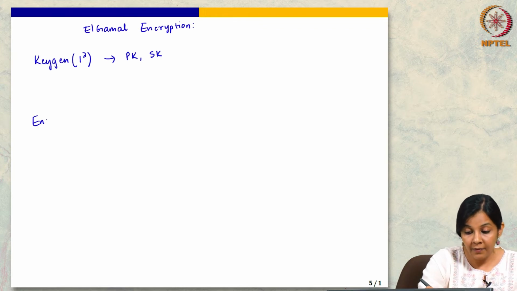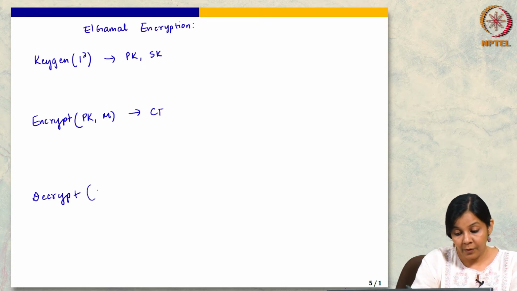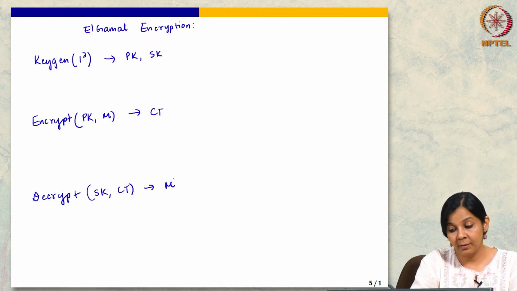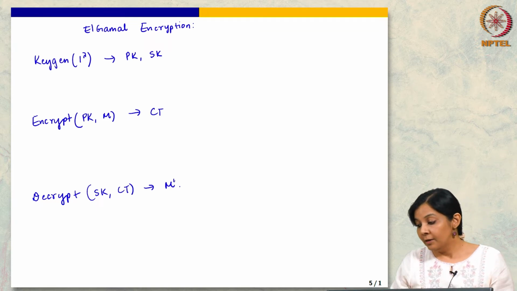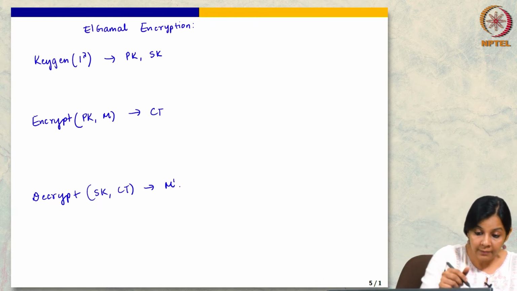And then we have encrypt, which should take the public key and some message, and it should output the ciphertext. And then we have decrypt, which should take the secret key and the ciphertext, and it should output some message, right. So this is what we need to construct. So let's build this.